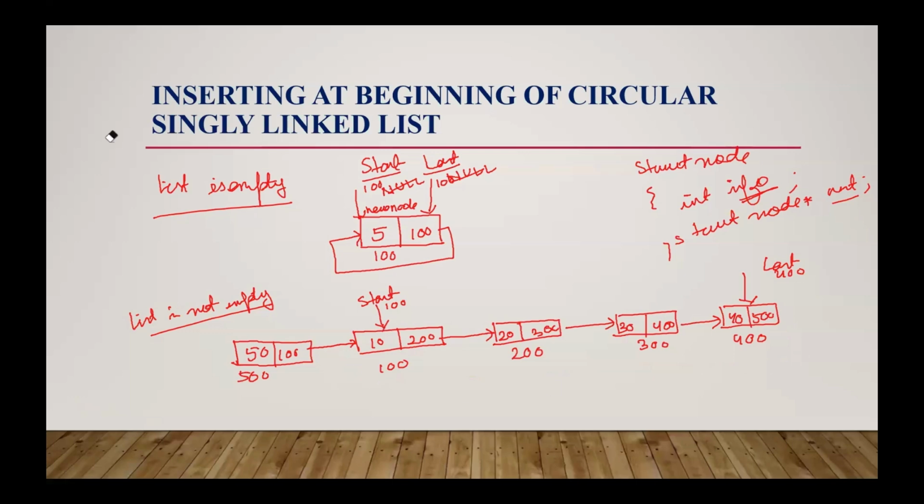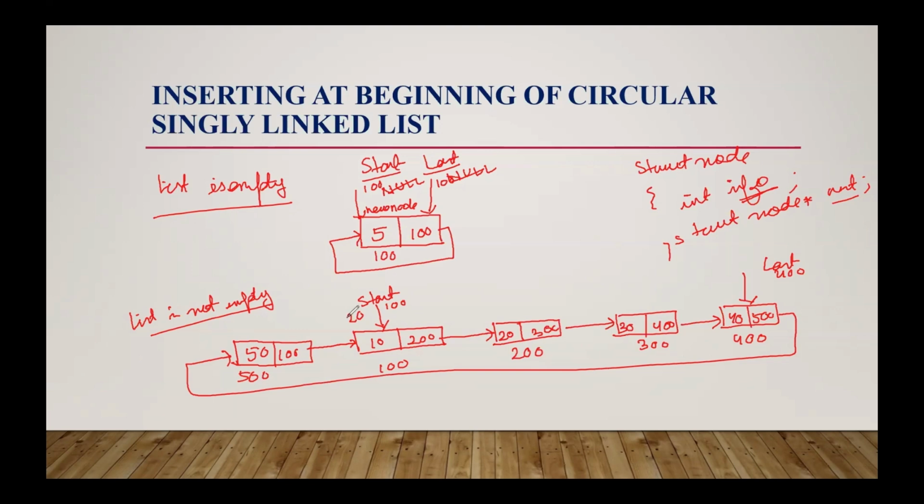This connection is gone. Then the new connection is done. Then what do we have to make? We have to make this node the start node. So what we have to do is store the value of start equal to 200.